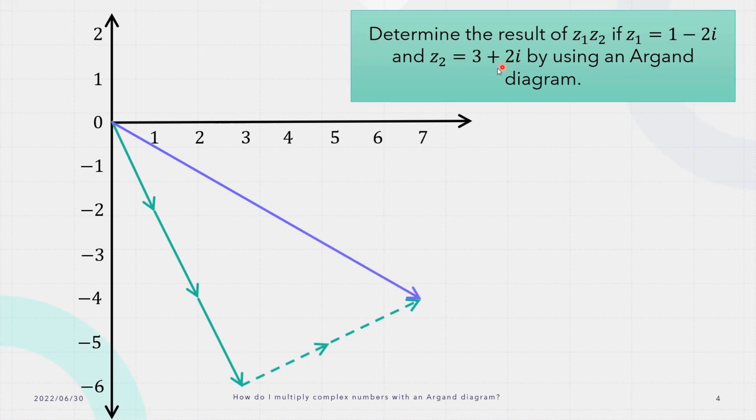We can also start from z2 by first drawing 3 plus 2i. This number tells us we do not need to magnify this vector 3 plus 2i. This negative i tells us we need to rotate the vector 90 degrees in a clockwise direction and multiply by 2. Notice the result is the exact same 7 minus 4i.